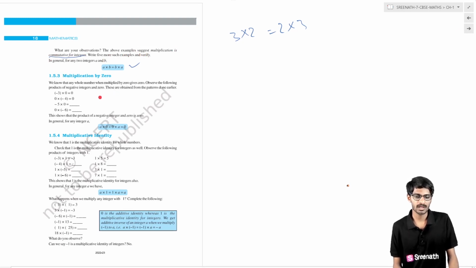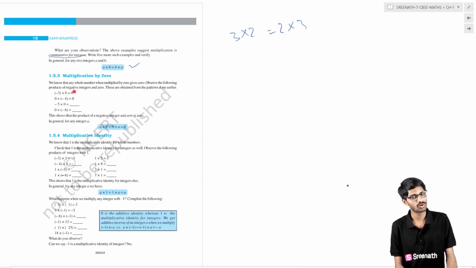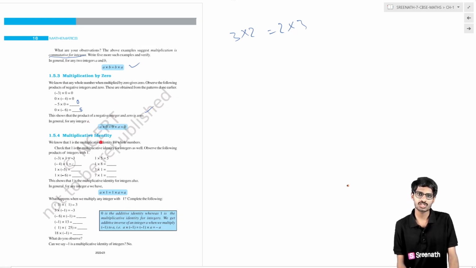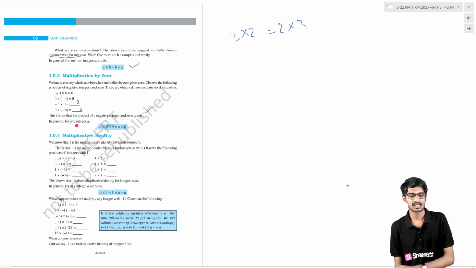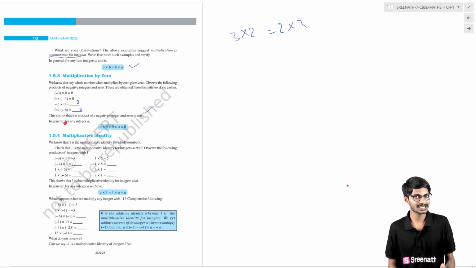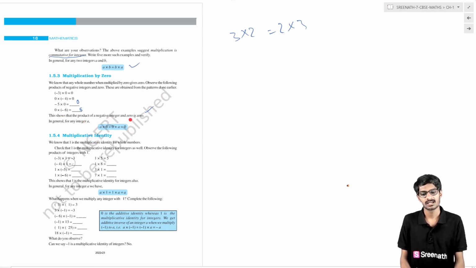Now multiplication by 0. What happens when we multiply any number with 0? Minus 3 into 0 is 0. 0 into minus 5 is 0. Minus 5 into 0 is also 0. 0 into minus 6 is also 0. Finally, we get that the product of a negative integer and 0 is 0. Basically, the product of a positive integer and 0 is 0, which we already know from whole numbers. But here the difference is that we have negative integers, so the product of a negative integer and 0 is 0.